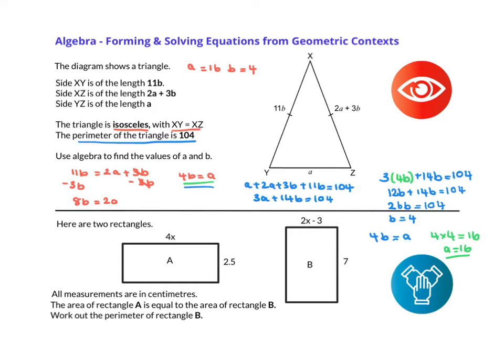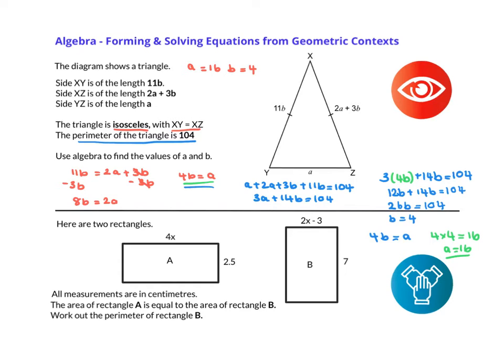Well done for having a go at that question. I'm going to go through the answer just so that you can check your understanding. This time it says here are 2 rectangles. All measurements are in centimetres. The area of rectangle A is equal to the area of rectangle B. Work out the perimeter of rectangle B.